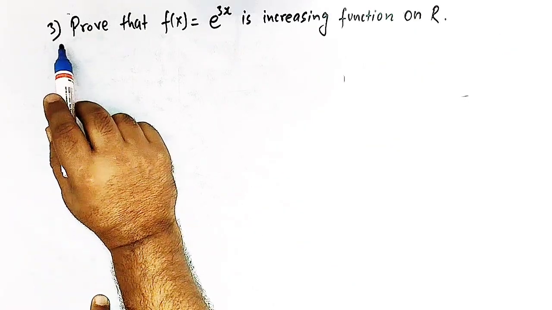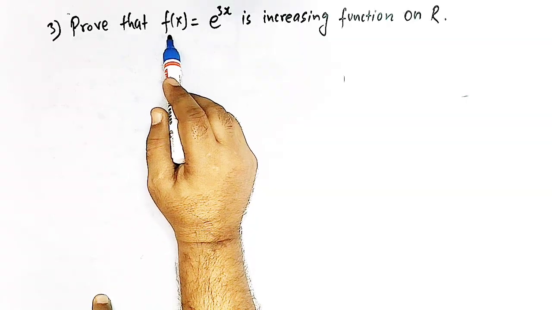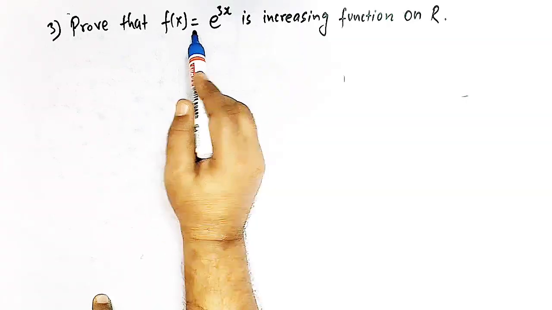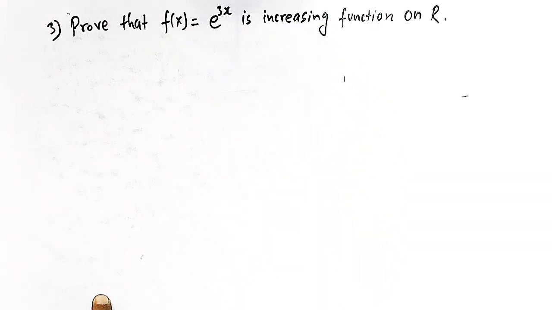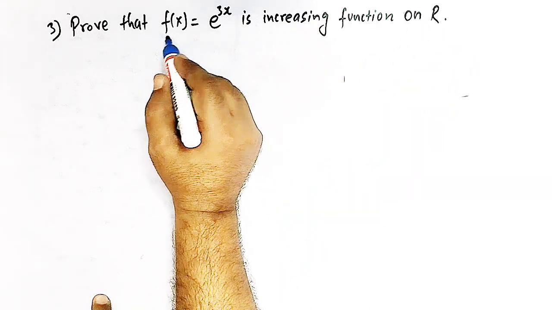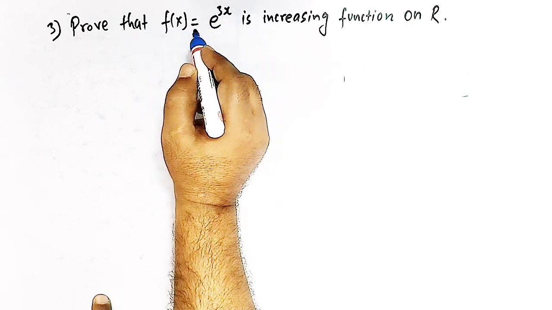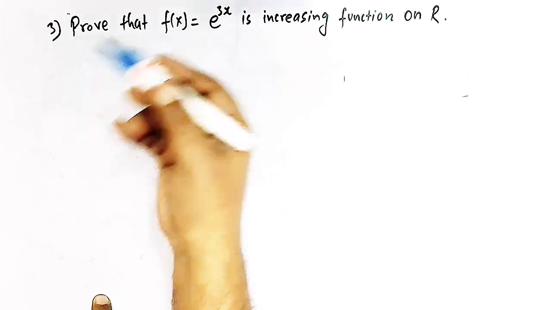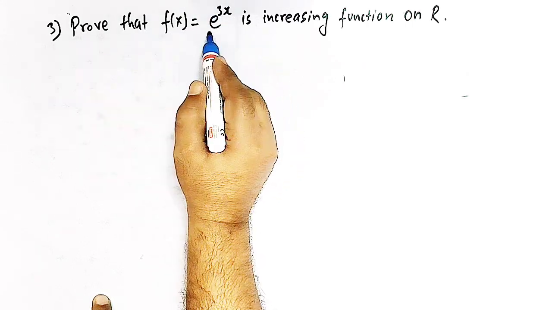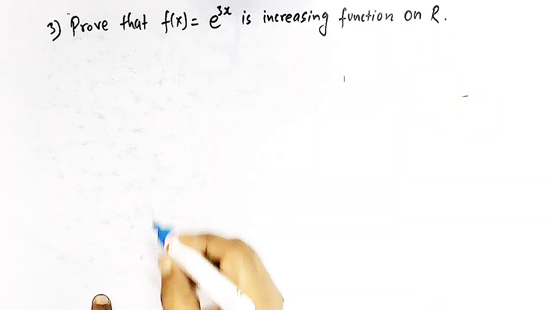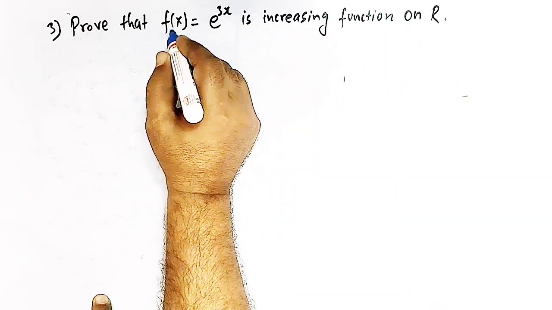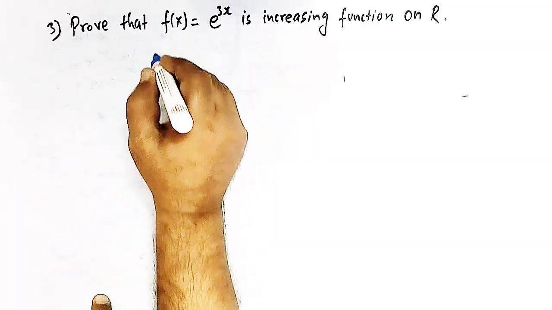So now consider this problem where we have to prove that the function f of x, which is equal to e raised to 3x, is an increasing function on the set of real numbers. So here we are given the exponential function. To prove that this function is an increasing function on the set of real numbers, let us first find out the derivative of f of x.